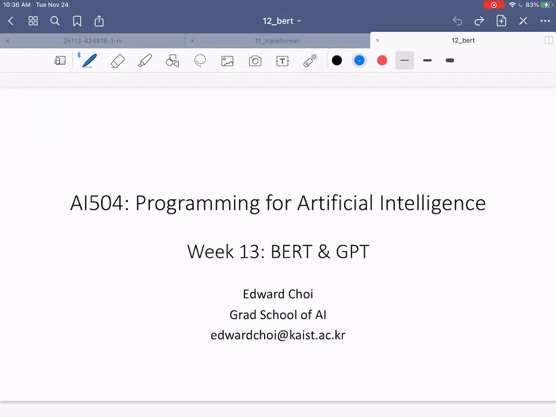So today it's BERT and GPT, which is kind of like the highlight of modern NLP since 2018, 2019, I guess. So everything I'm going to talk about today is all based on transformers. So there's not too much technical detail in it. It's more like high level approaches on how to solve problems based on transformers.